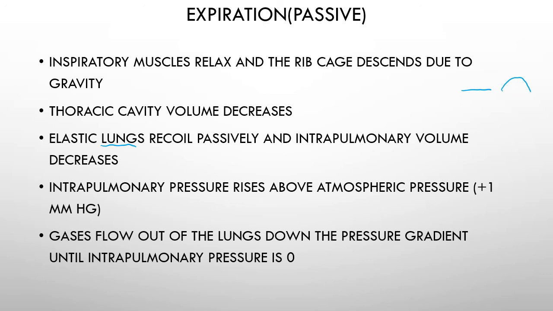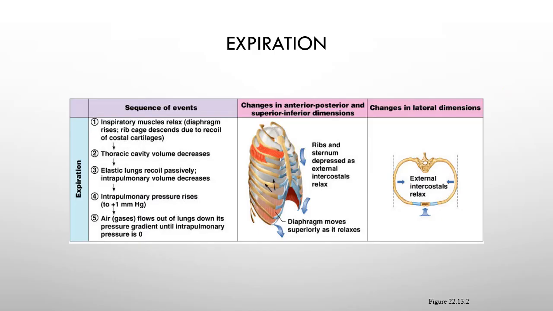With decreased volume, we get an increase in pressure. Our intrapulmonary pressure is now going to rise, becoming above atmospheric pressure, and air then starts to flow out of the lungs. That's going to continue to flow out and flow out until we end up with a zero pressure gradient and we can't get any more air out. So once again, the diaphragm just simply has to relax. It doesn't have to do anything really.